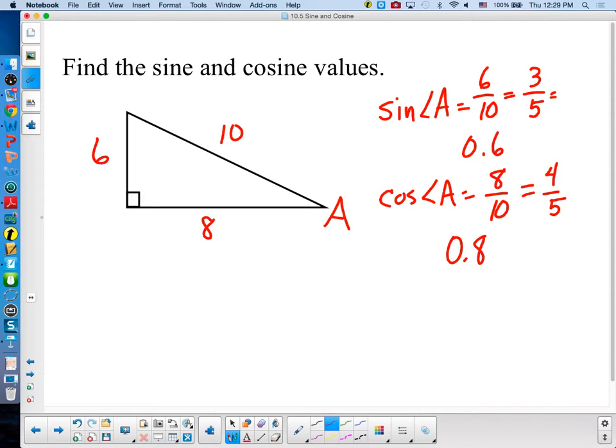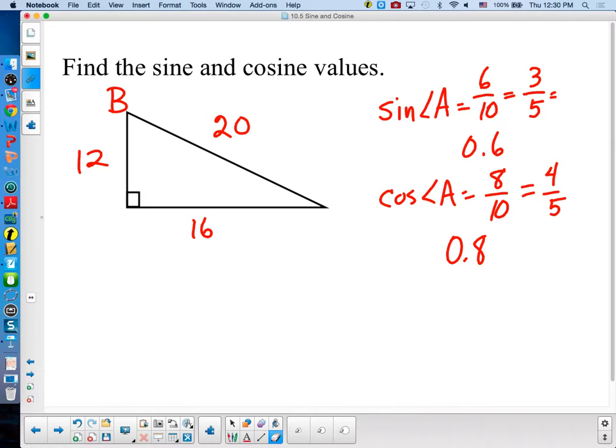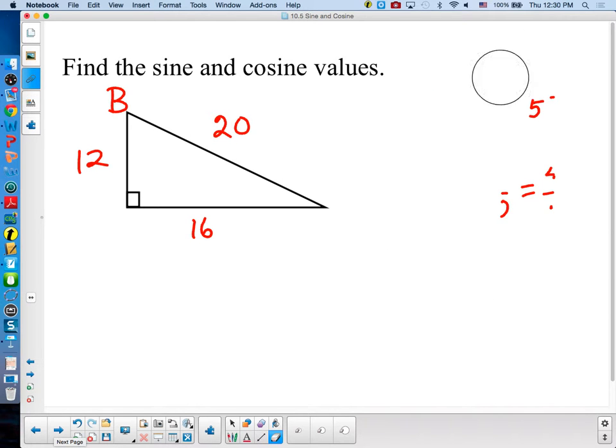No? Okay, let's erase those numbers and do another one. We'll switch to the other angle, but give you some different numbers too. Let's go with 12, 16, and 20. And we'll call this angle the one that we're interested in. So do the sine and the cosine of angle B.